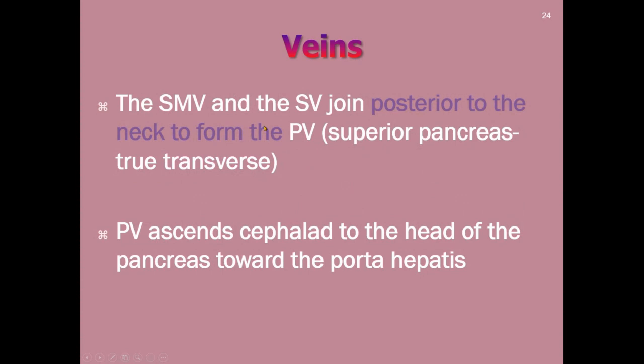So this is just it. Like I said, the SMV and the splenic vein join posterior to the neck to form the portal vein. But remember, the whole pancreas has dimension. So this is more superior in the pancreas, when your true transverse is where the confluence is, but it's okay. The portal vein ascends cephalad to the head of the pancreas toward the porta hepatis.